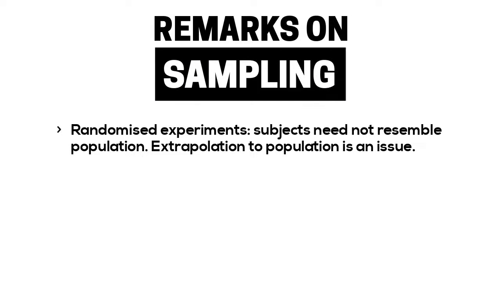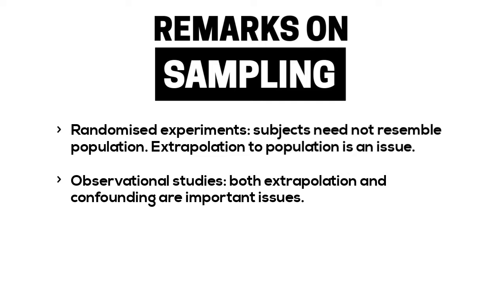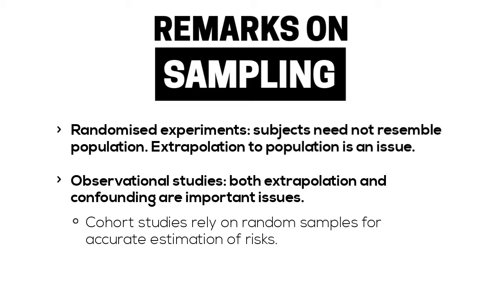We have seen confounding as the main contrast between a randomized experiment and an observational study. Subjects in a randomized experiment usually do not resemble the population of interest. Extrapolation is also an issue for observational studies, since taking a random sample is a lot of hard work. More specifically, for a cohort study to accurately estimate risk, the sample should be chosen at random from the population.